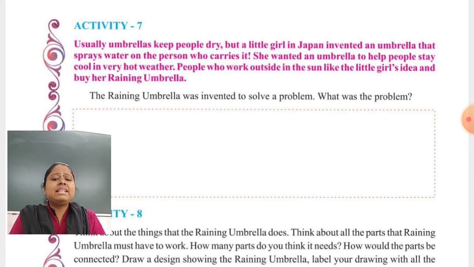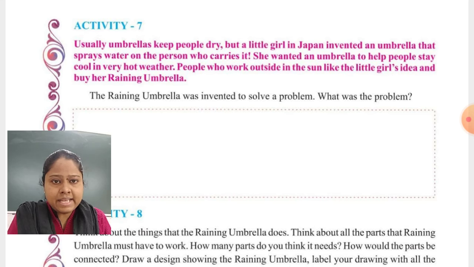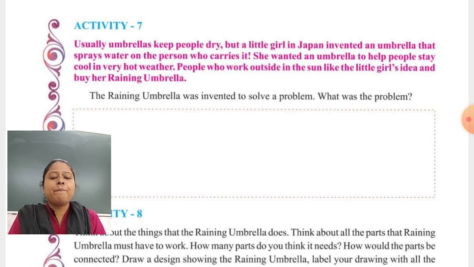So we see people are working hard under the sun, and when there is extreme heat, too much heat, people face problems like heat stroke and other types of heat illness. So to solve this problem, we have to save ourselves from the direct heat of the sun. Any umbrella can save us from the direct heat. Any umbrella serves this purpose.